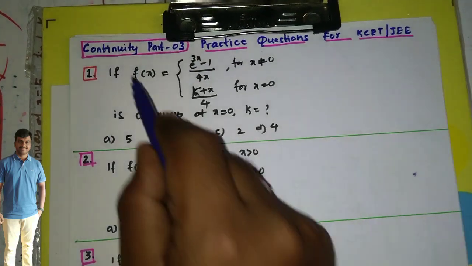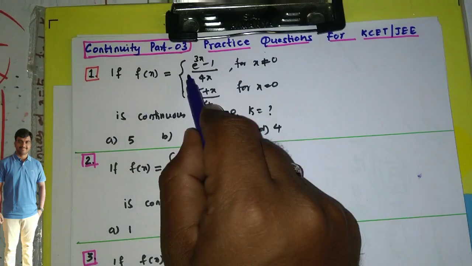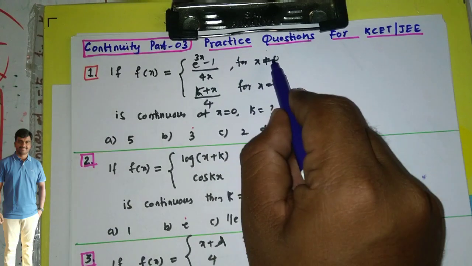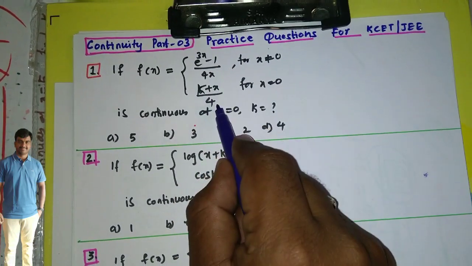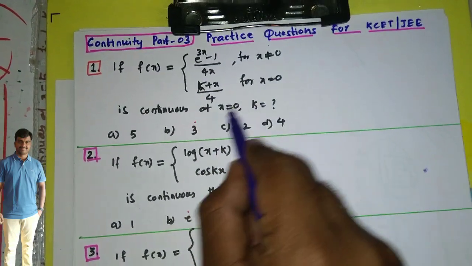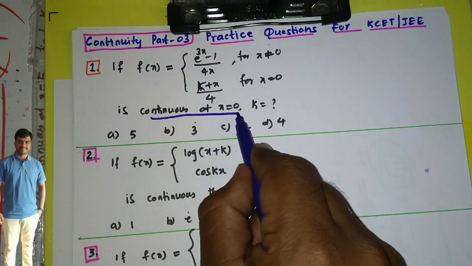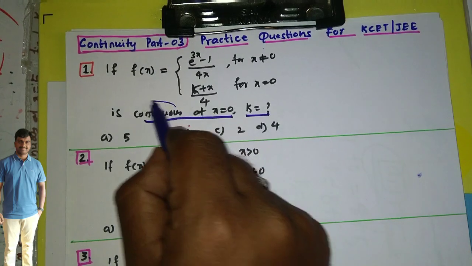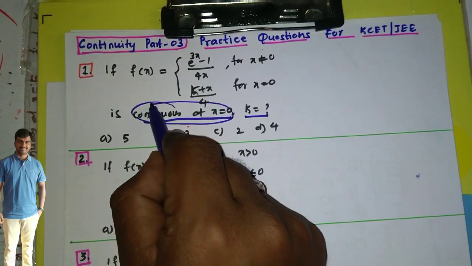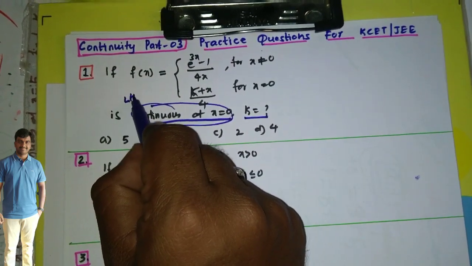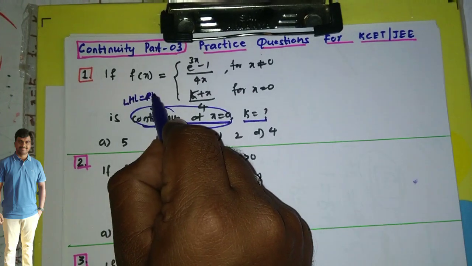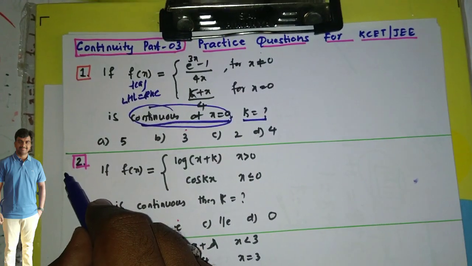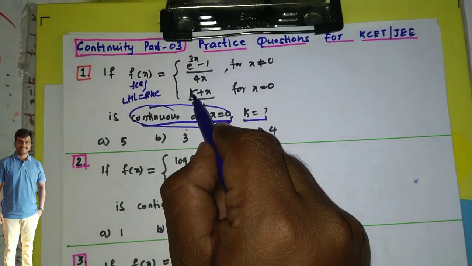Question number 1: if f of x is equal to (e raised to 3x minus 1) whole upon 4x for x not equal to 0, and k plus x divided by 4 for x equal to 0. It is continuous at x equal to 0. What is the value of k? Since it is continuous at x equal to 0, left hand limit equals right hand limit equals the function value at that point, x equal to 0. So the task is to find the value of k.